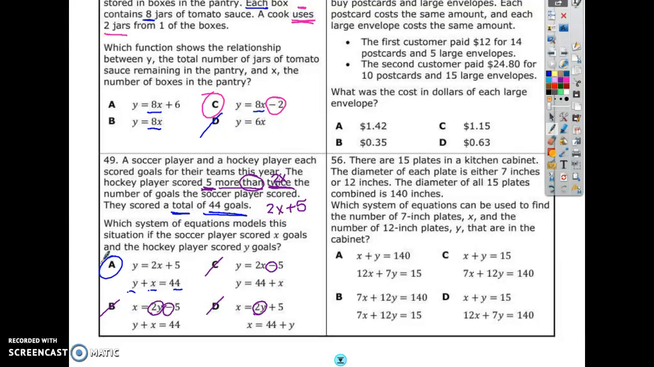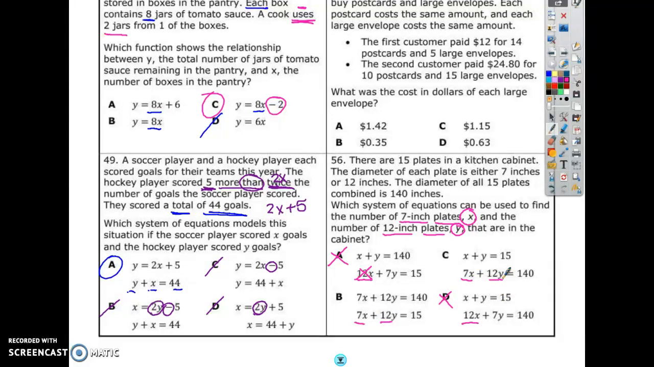Number 56. They tell you right here that 7-inch plates goes with the x and 12-inch plates goes with the y. So 7 goes with the x, 12 goes with the y. Not that 12 goes with the x. No. So it's this one, this one, this one, or this one.